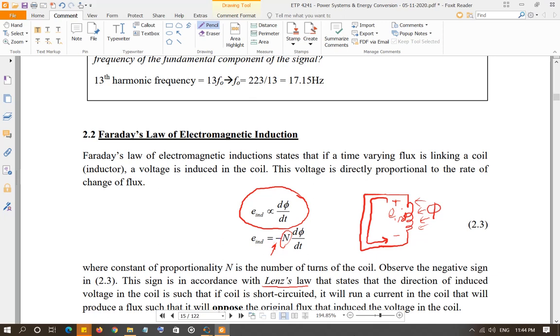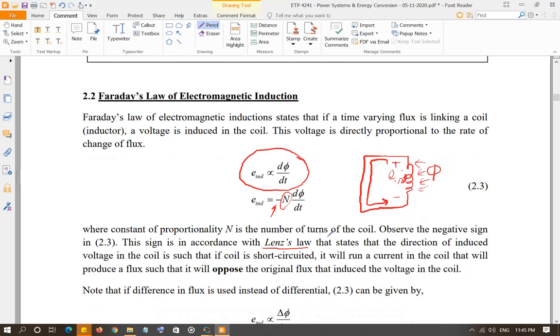So basically it states the direction of the induced voltage is such that if the coil is short circuited, it will run a current that will produce a magnetic field that will oppose the original flux. Many times we are just calculating the magnitude of induced voltage, and we don't worry about the negative sign. But that's why the negative sign is there in your book.